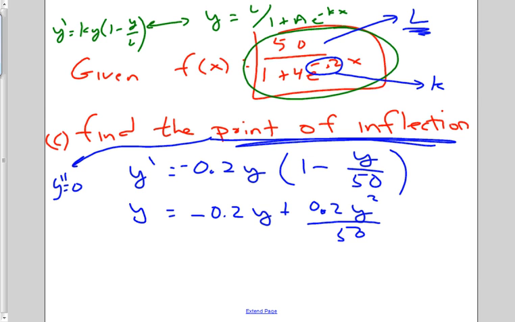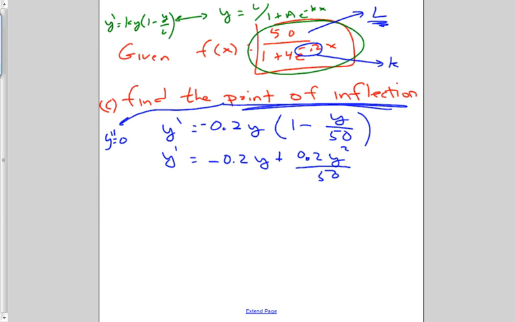This is the first derivative. So for the second derivative, we're going to take the derivative of this. It's negative 0.2, plus the 2 is going to drop down, and we're going to get 0.4y over 50.